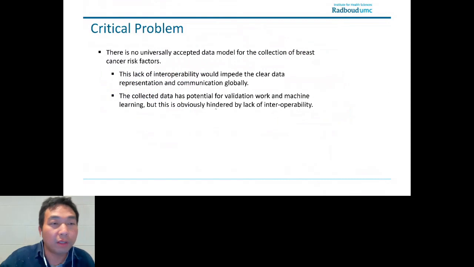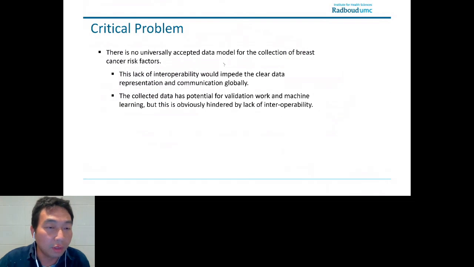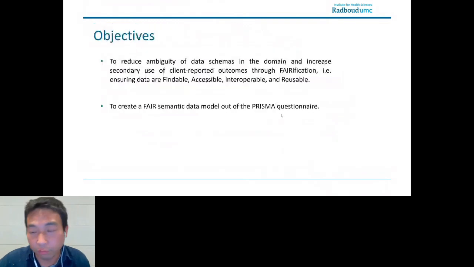During our work, we found a critical problem. That is, there is no universally accepted data model for the collection of breast cancer risk factors. This lack of interoperability would impede clear data representation and communication globally. And the collected data has potential for validation work and machine learning, but this is obviously hindered by the lack of interoperability. So with this problem identified, we have some objectives for this work.